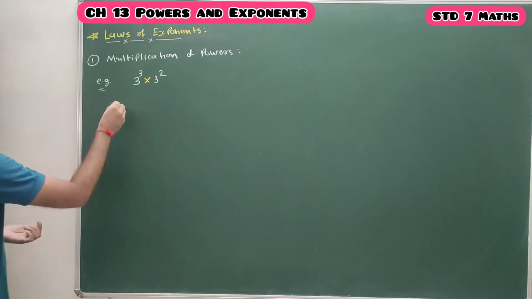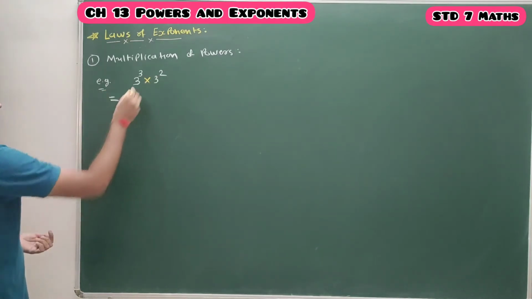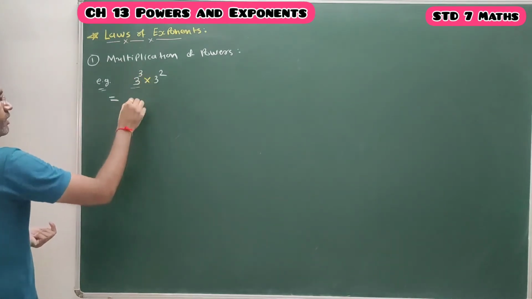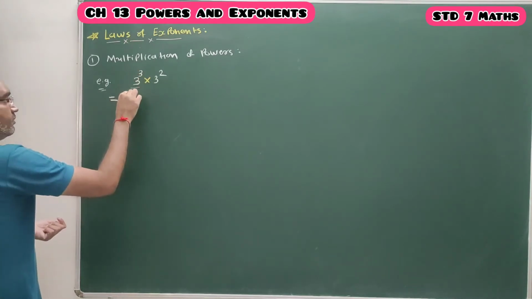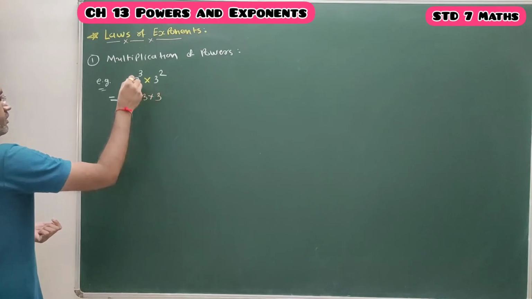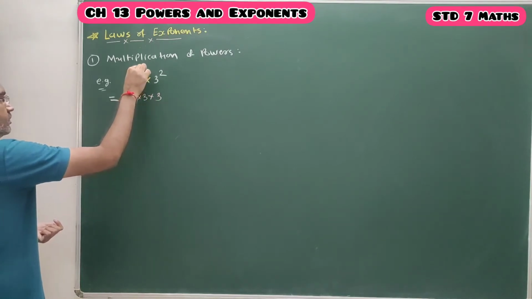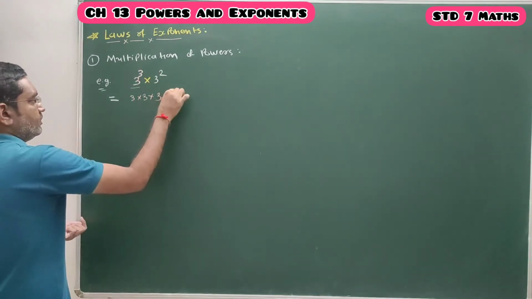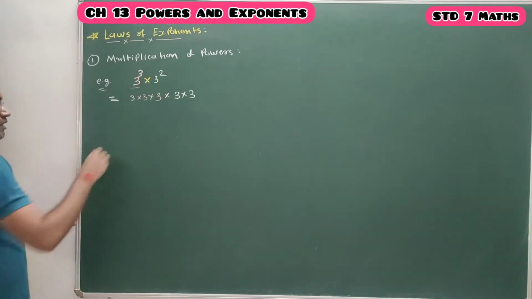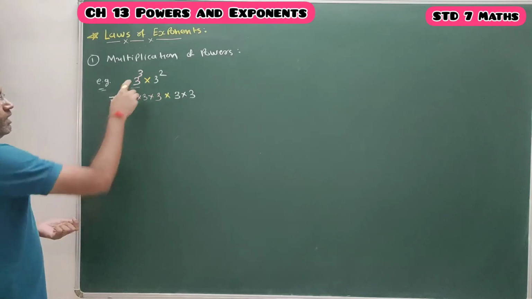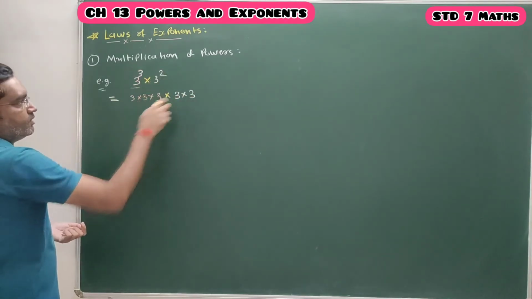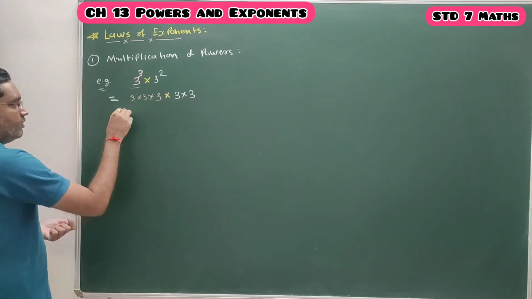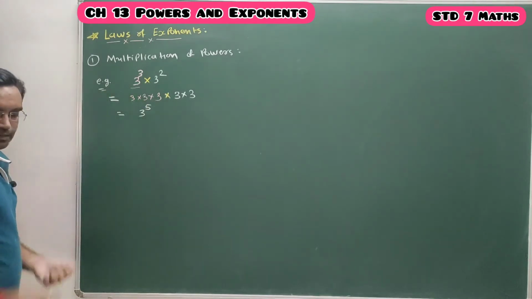So how can it be simplified? We know that 3 cube is nothing but repeated multiplication of 3, that is 3 into 3 into 3, multiplied by 3 square. And 3 square is nothing but 3 into 3. Yes or no? So now we can say this is the multiplication of 3 with 3, how many times? 5 times. So it's 3 raised to 5. Clear?